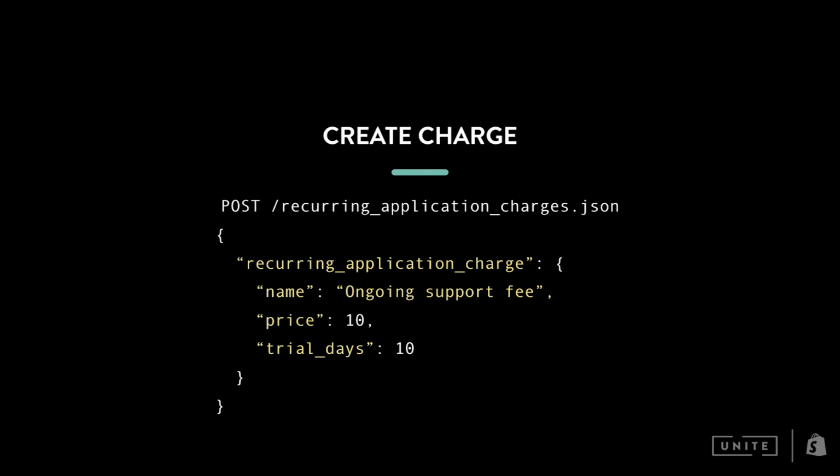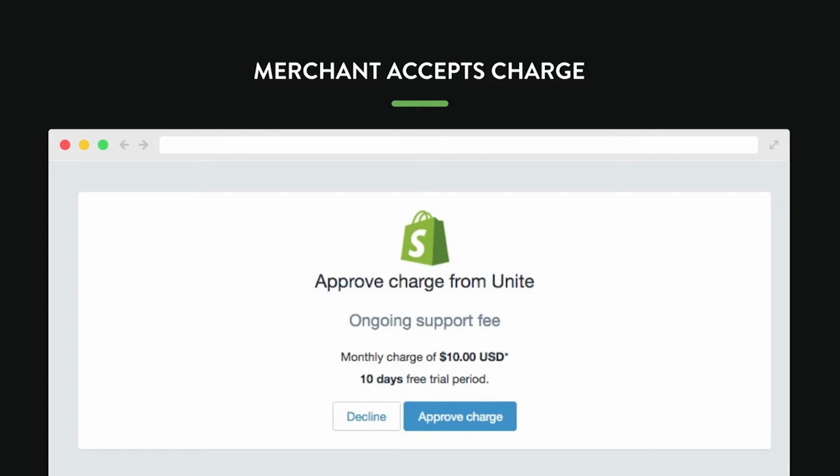So in the same way as one-time charges, we create a charge using Shopify's API, specifying again the name, the price, and this time, any trial days we might want to offer. The merchant will be redirected to the approve screen. They'll see that now it's a monthly charge and the trial period. So this means they know exactly what they're approving and that it's going to be a recurring payment.